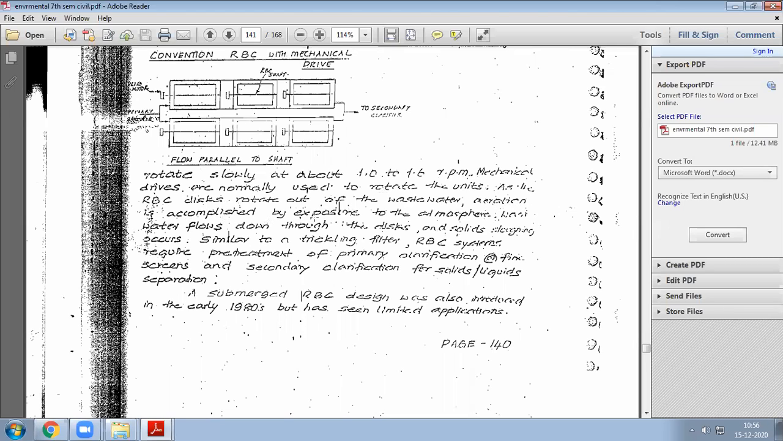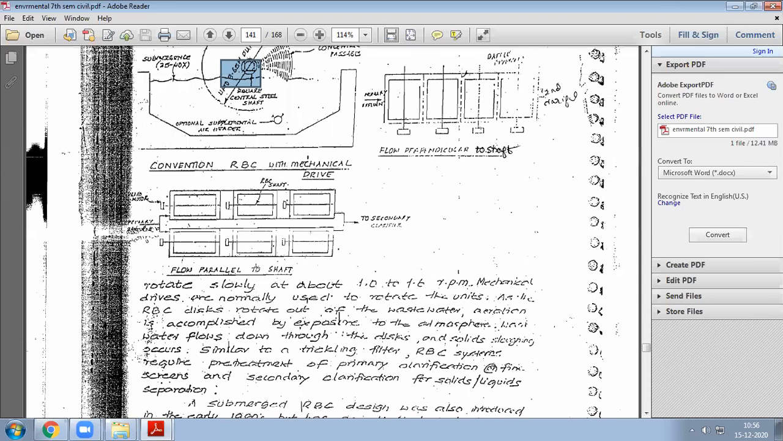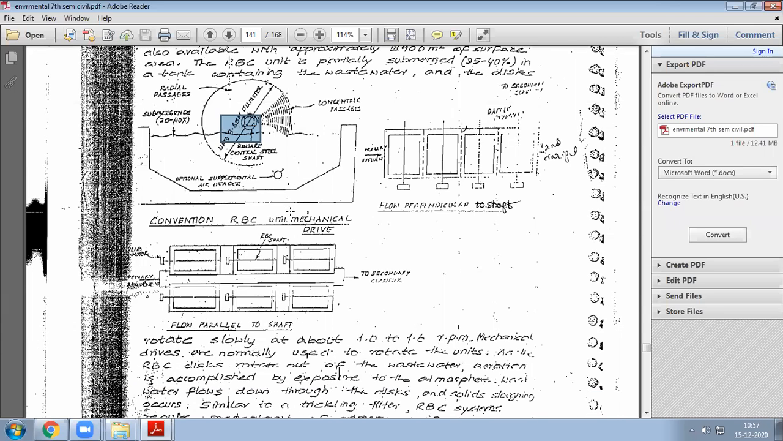Aeration is accomplished by exposure to the atmosphere. Waste flows down through the disk and solids settling occurs, similar to the trickling filter. Same like trickling filter, waste flows through the disk and solids settling occurs just like in a trickling filter. This RBC system requires pre-treatment of primary clarification, screens, and secondary clarification for solid-liquid separation. So after providing many preliminary treatments, they will go for this biological method.